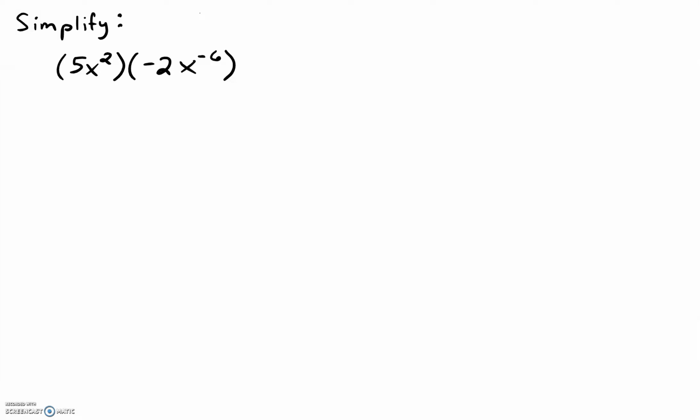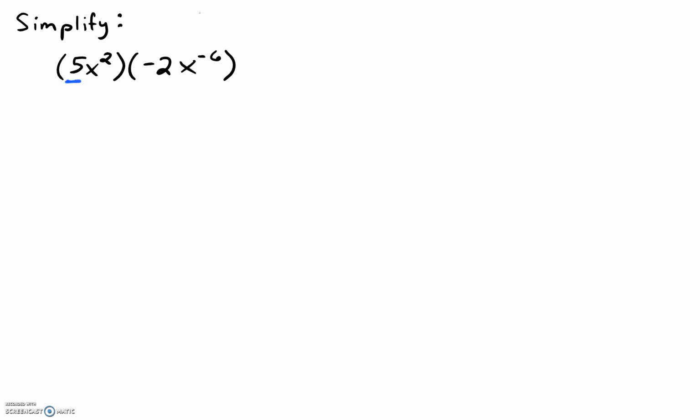For this video, we want to solve the problem 5x squared multiplied by negative 2x to the negative 6. And to do this, we're going to use various rules of exponents. So the first thing that I would like to do in a problem like this is kind of compartmentalize it in my mind.